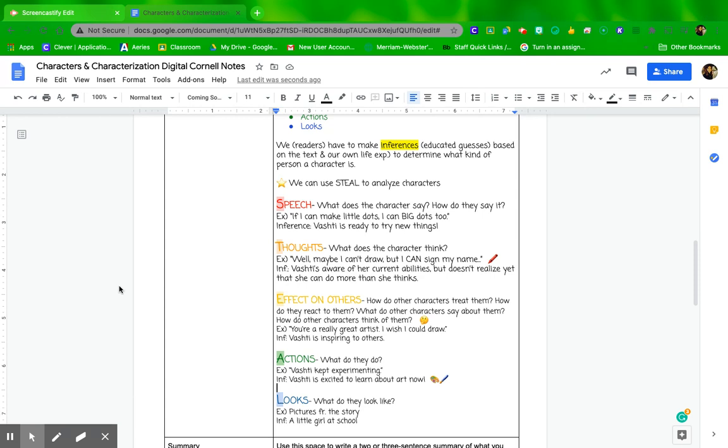So the last letter in STILL has to do with looks. It's the final element of characterization, and basically has to do with what the character looks like. So in the same way that we make judgments about people based on their appearance, we can also make judgments regarding characters based on the way they appear.